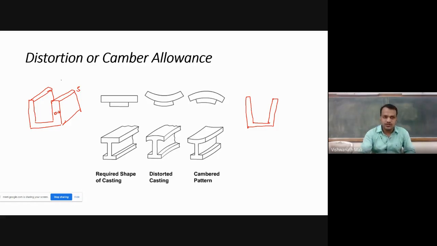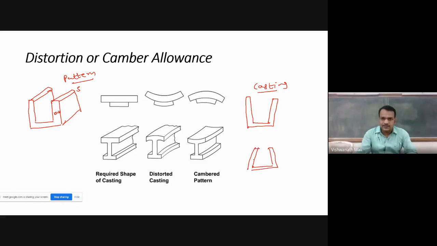Suppose this is your pattern, and after making the pattern, you have poured the molten metal, and this is the part you got. This is the casting you got. You got the wrong dimension because it got distorted. To avoid that distortion, what do we give? Distortion allowance. What is distortion allowance? We make the pattern.